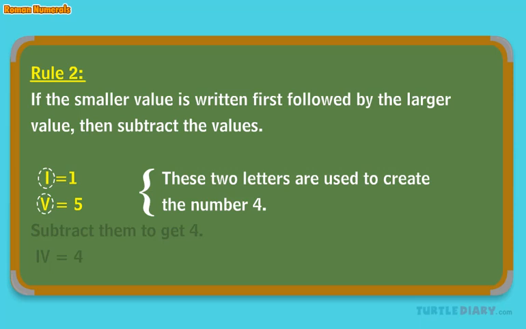I is the smaller value. It equals 1. It is written first. V follows the I because it has a greater value than 1. Subtract them to get 4.